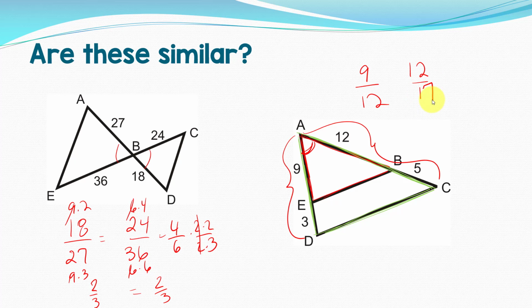All right, those don't look like they're super easy to reduce, so let's go with 9 divided by 12 is 0.75, and 12 divided by 17 is 0.70. So these are not proportional. Not similar because the sides are not proportionate.